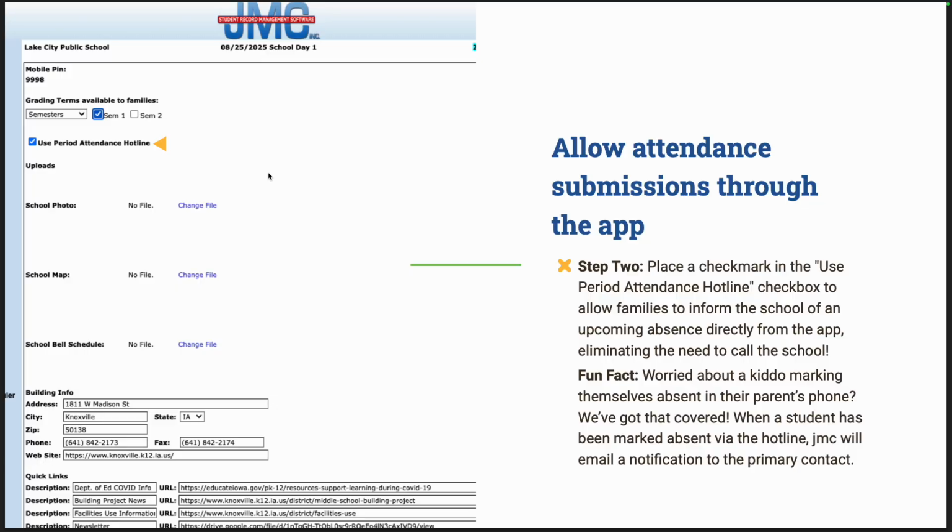Step 2, place a check mark in the Use Period Attendance Hotline checkbox to allow families to inform the school of an upcoming absence directly from the app, eliminating the need to call the school. Fun fact, if you're worried about a kiddo marking themselves absent in their parent's phone, we've got that covered. When a student has been marked absent via the hotline, JMC will email a notification to the primary contact.